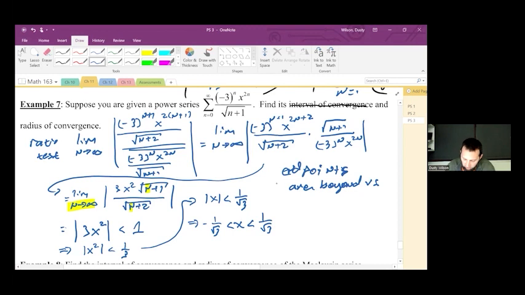But even if they're beyond us, we can see that the radius of convergence, R, will equal half this width, which will just be 1 over the square root of 3.